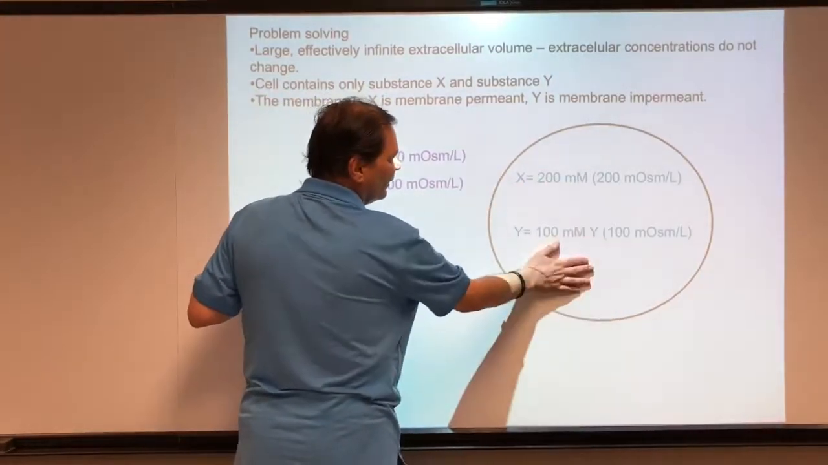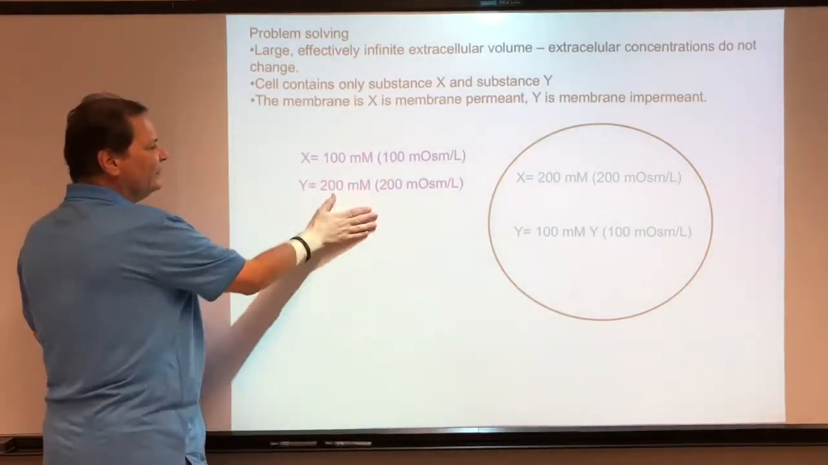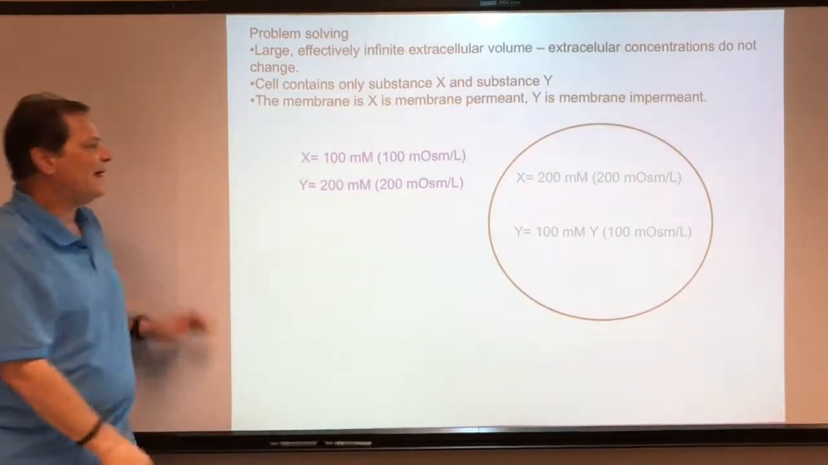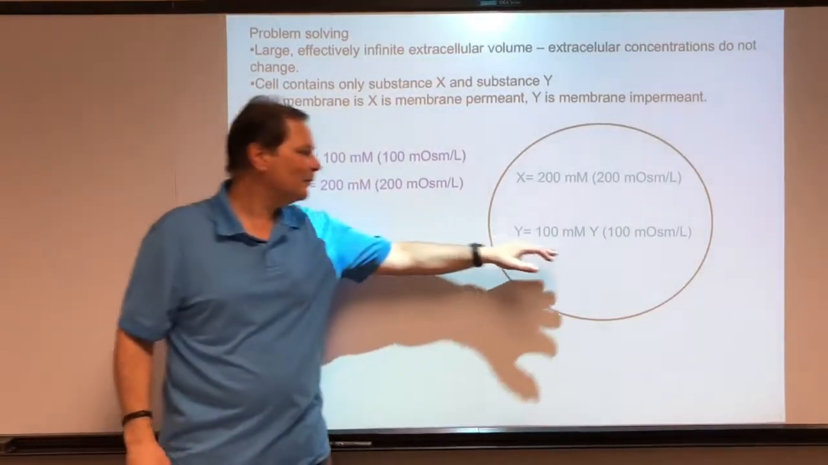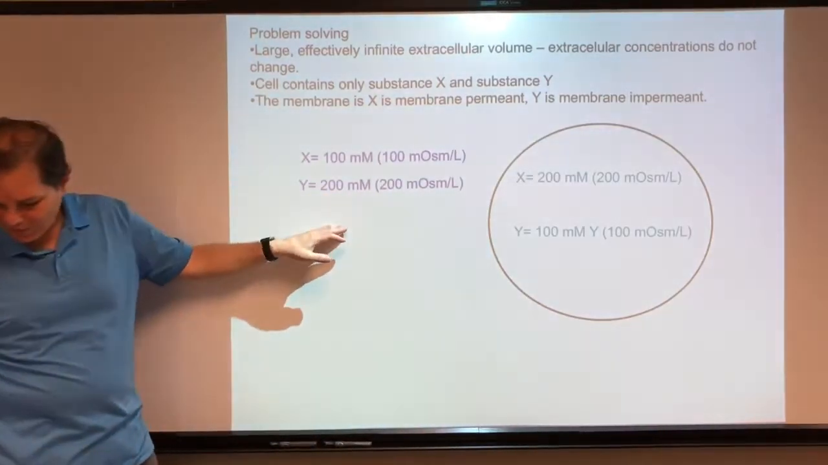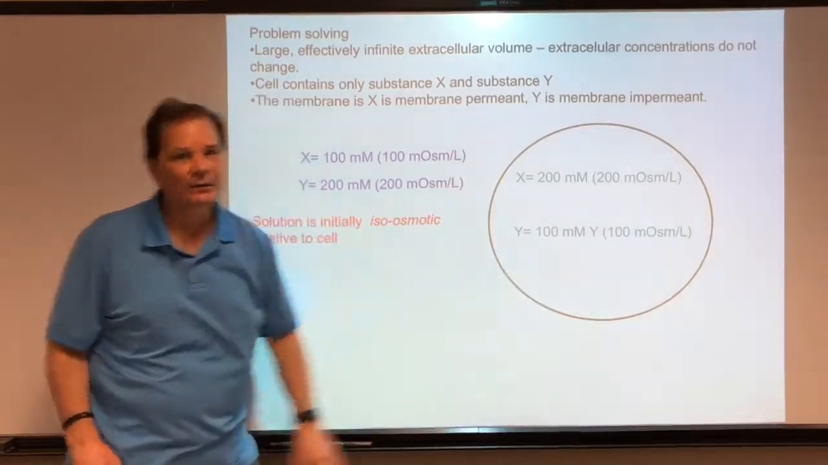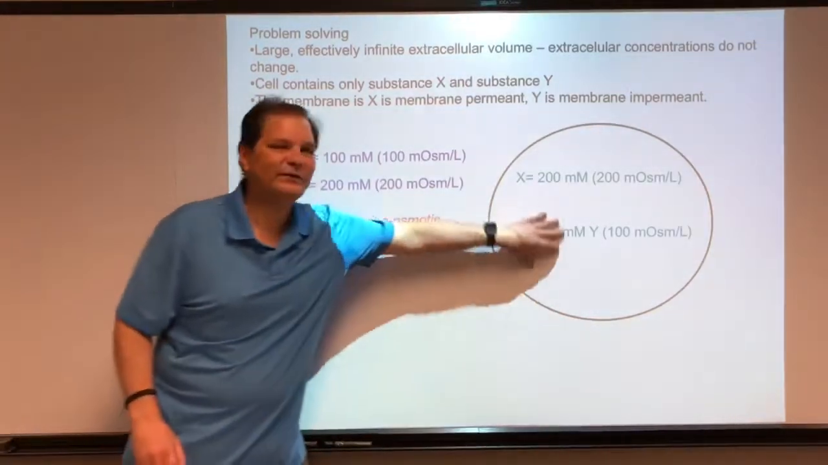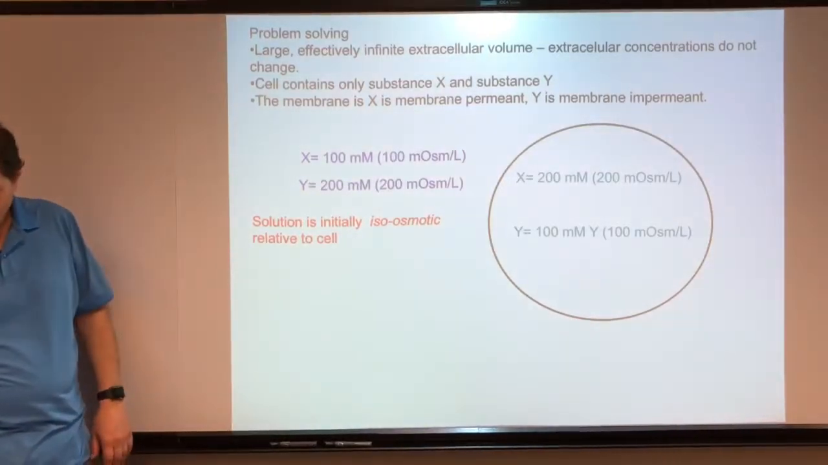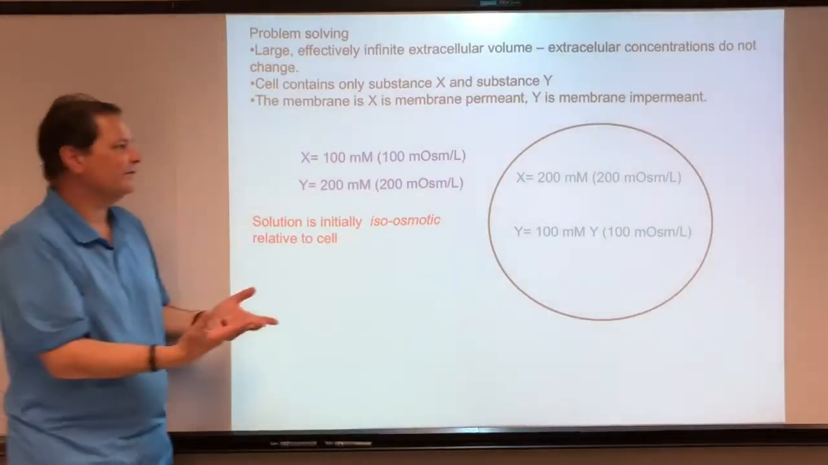200 of X, 100 of Y, 300 total inside the cell. 100 X, 200 Y, 300 total outside the cell. The outside has the same milliosmoles per liter as the inside of the cell, so we say that our solution is isoosmotic relative to the inside of the cell, okay? This is our reference solution. I'm defining that for you, okay? All right. What will happen to the cell if I drop the cell into a beaker of this solution?